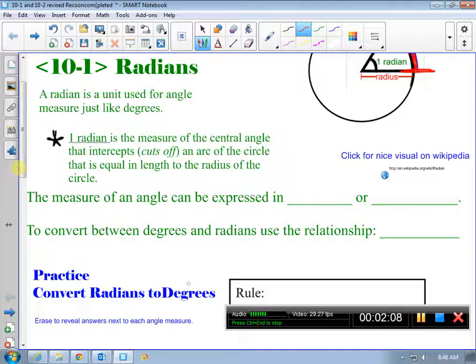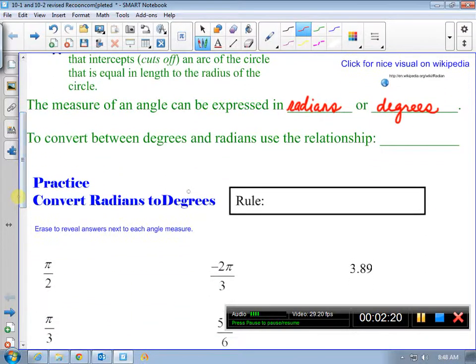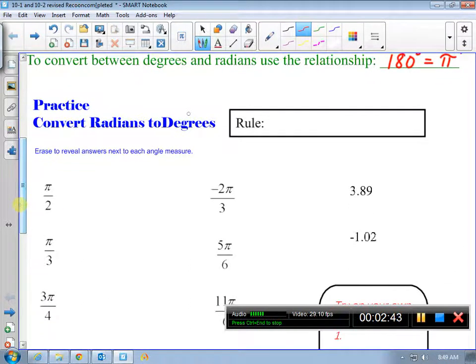The measure of the angle can be expressed in radians or in degrees. Today we're looking at radians. To convert between them, we're going to use the relationship that 180 degrees is equal to pi radians. That's like saying 1 foot equals 12 inches. We are measuring the same thing, an angle, just using different units. We're going to practice going back and forth from radians to degrees, and then down below we're going to do degrees to radians.